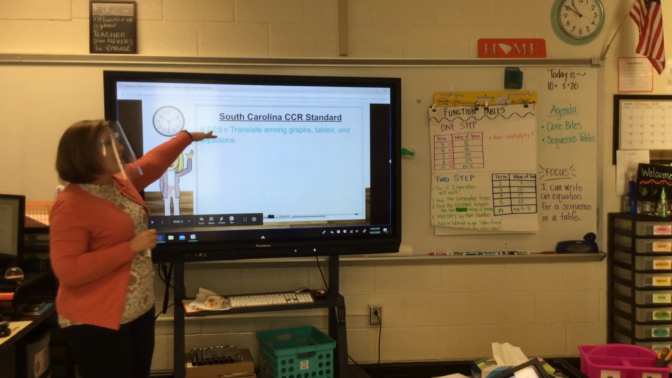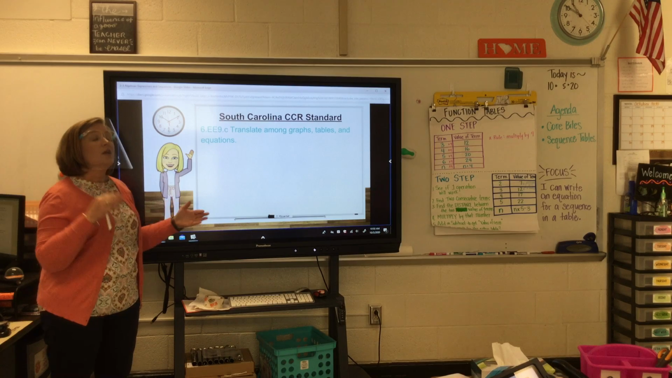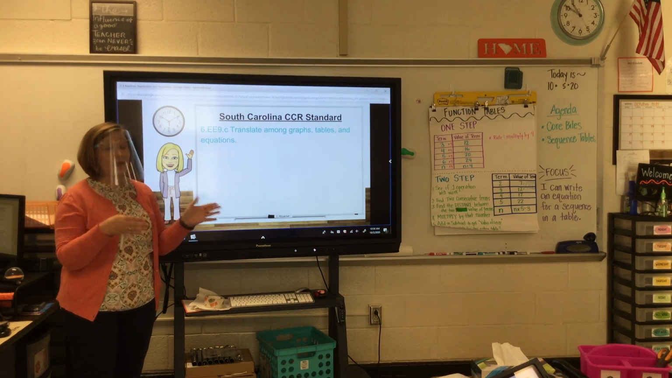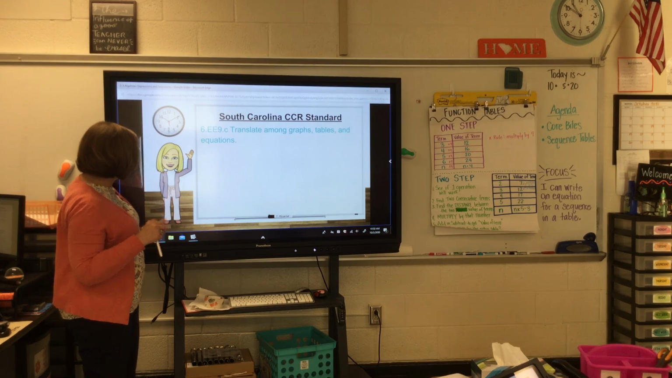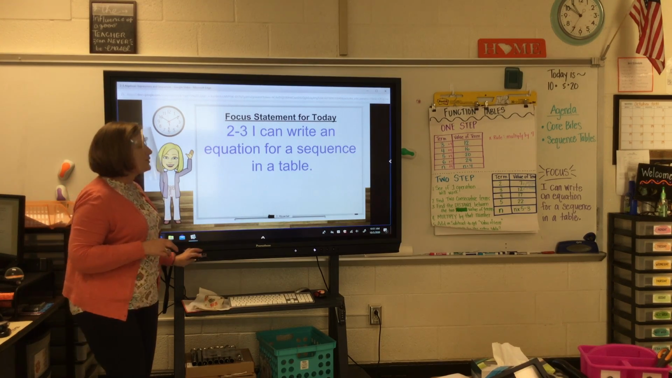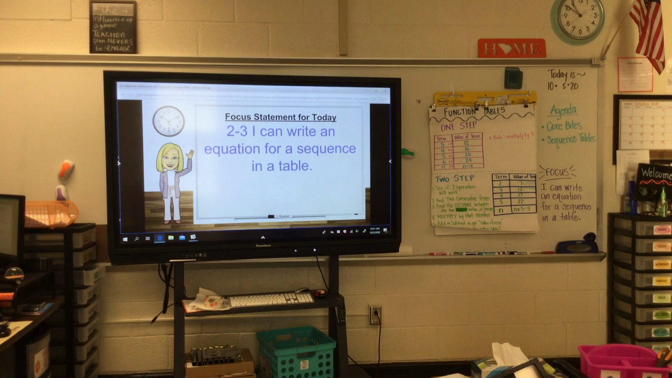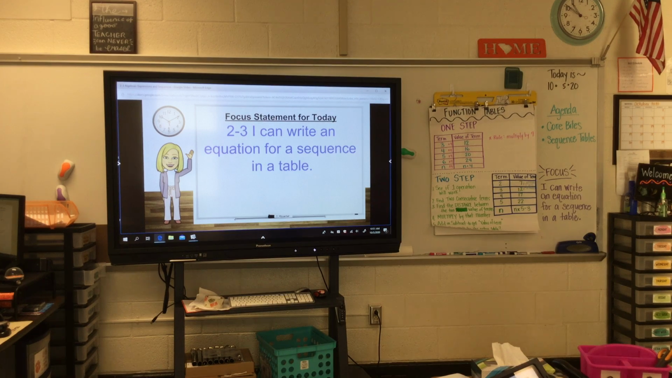All right. You see that our indicator says translate among graphs, tables, and equations. So we have to be able to take a table and write an equation, or take an equation and make a table. Okay, so we've got to be able to do that, and we're going to work on that today. You do not have to write this because I have written it for you. If you were at home and you didn't have a printer, would you need to write it? Yes, you would need to write it, okay? Today's focus statement says, I can write an expression for a sequence in a table.